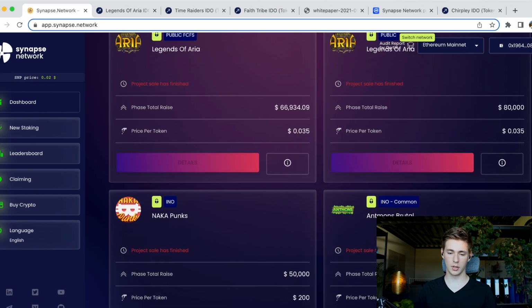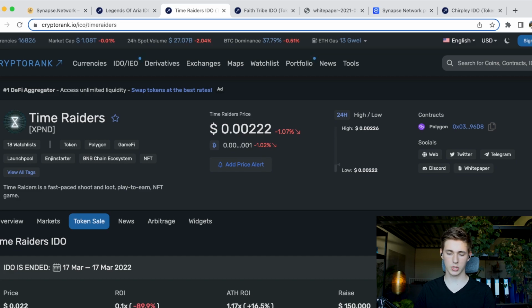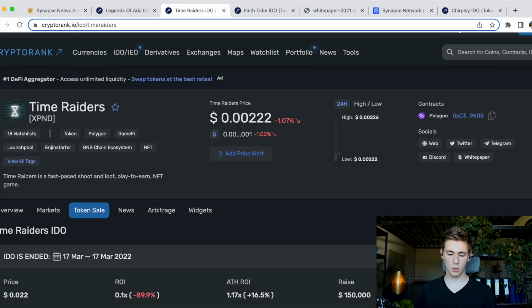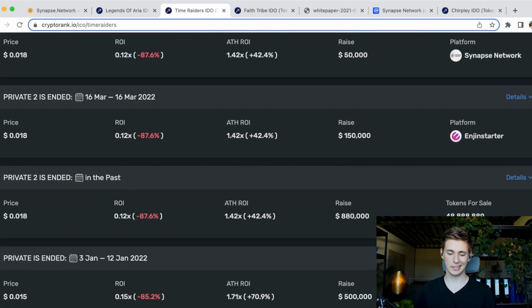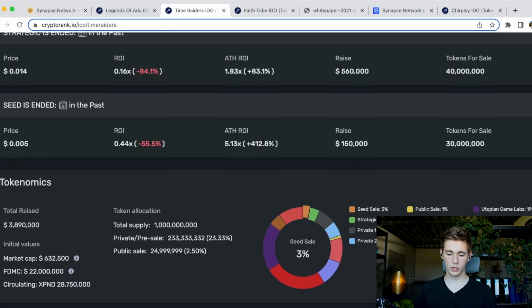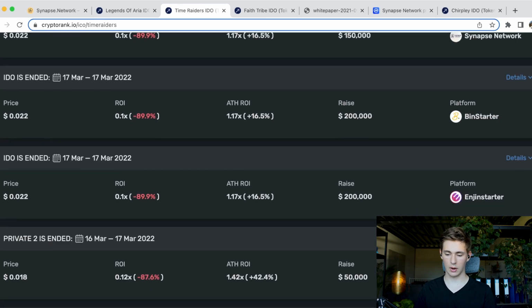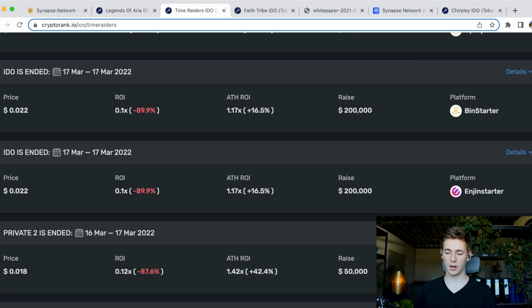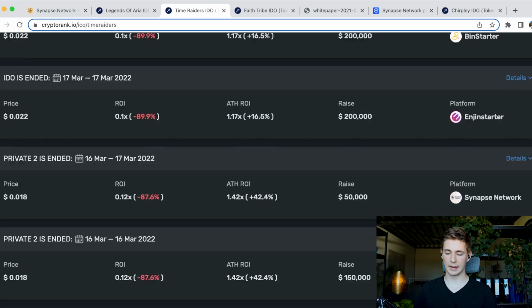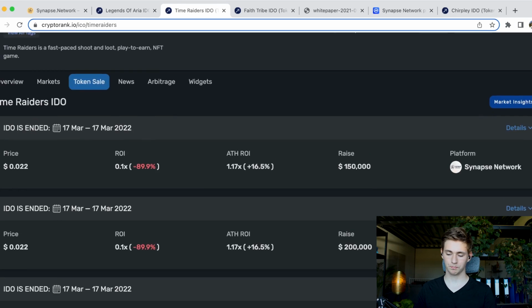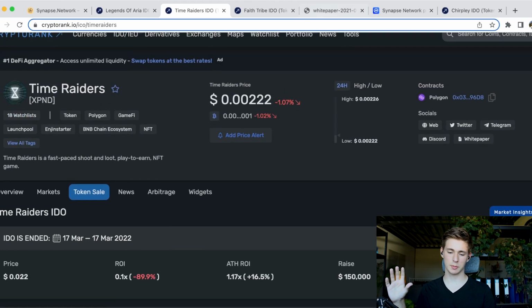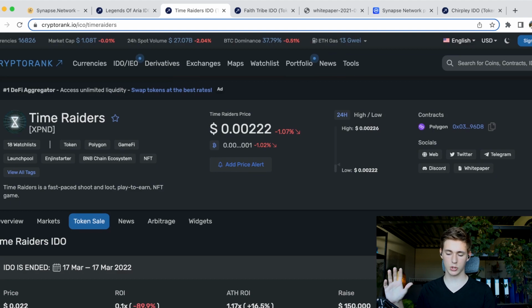Now, there are other IGOs and IDOs that launched as well, such as Time Raiders. This one, I believe, didn't do as well. At the moment, it is down by nearly 90% on virtually all of the launches. Now, you can see this has been done on both Engine Starter, Bin Starter, and Launchpool. So even if a project is being launched on a lot of big launchpads, it doesn't automatically mean that the project will make profits. And this project is the living proof of that. It was also featured on many big launchpads, but it didn't do well. So keep that in mind.